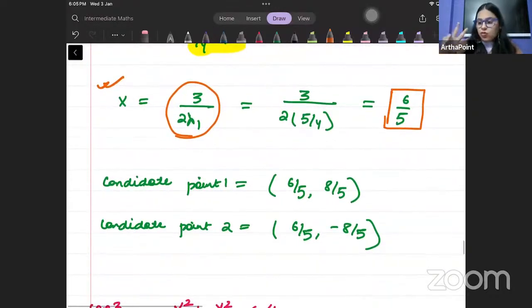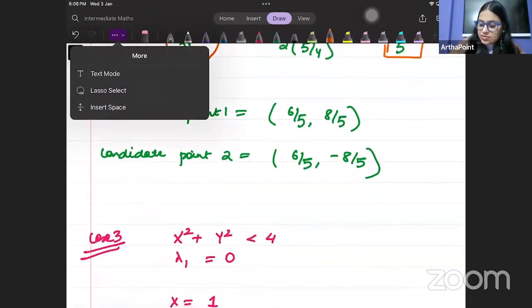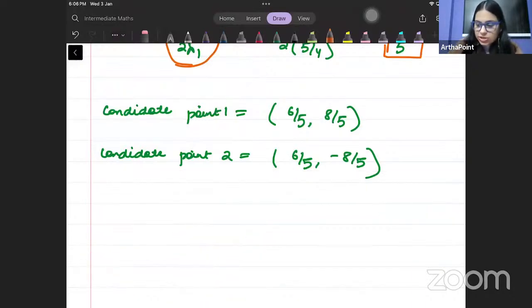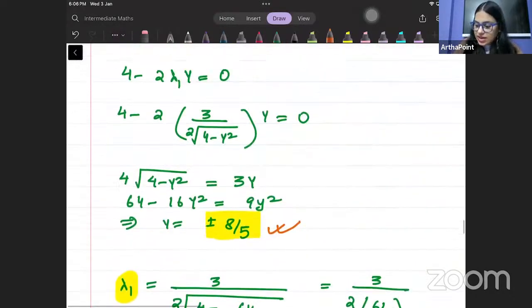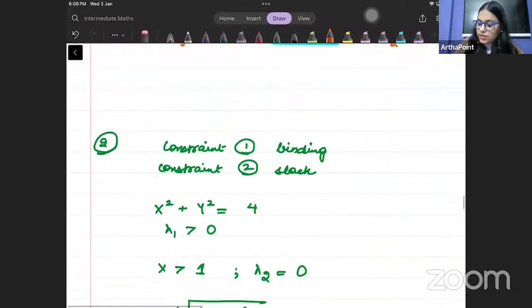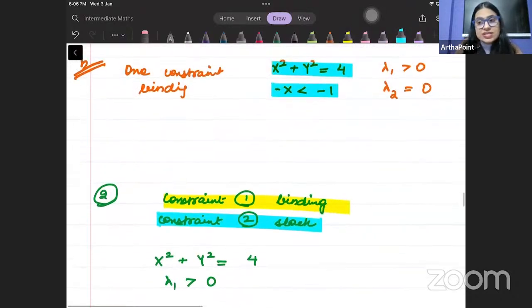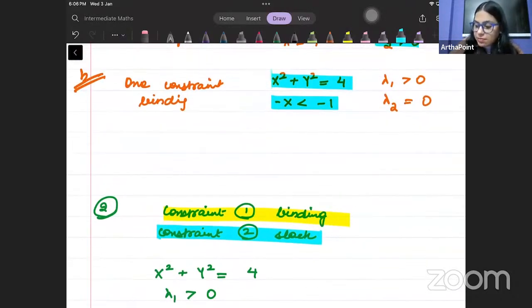So we have got 2 candidate points now. Look carefully and understand what we have done in this case. In the second case, we had to check that constraint 1 was binding and that constraint 2 was slack. Constraint 1 binding means that x square plus y square should be equal to 4, meaning lambda 1 should be greater than 0.